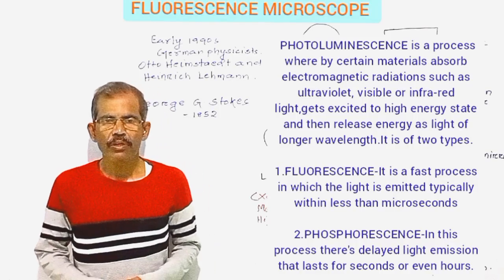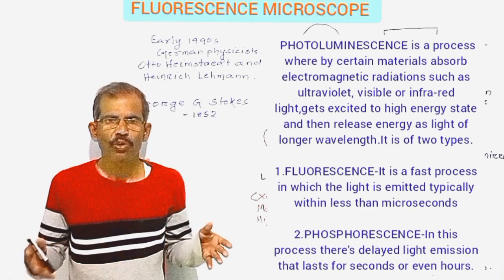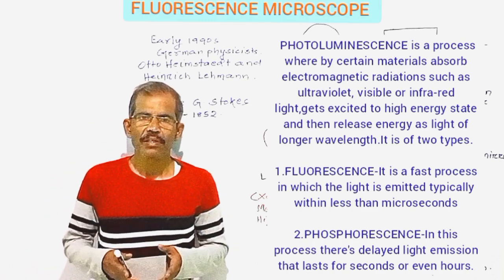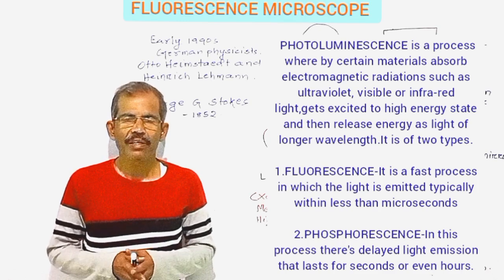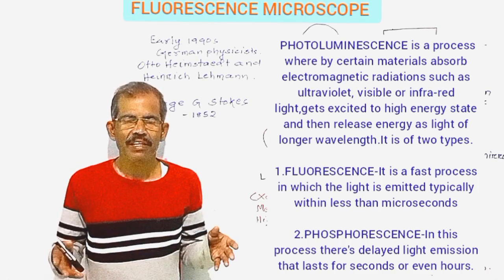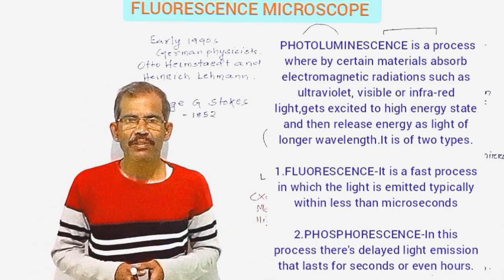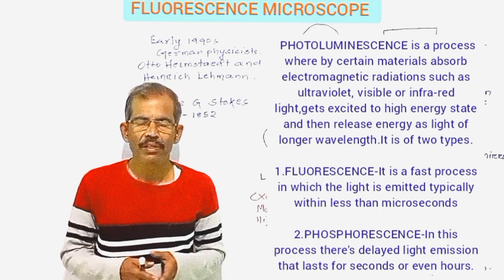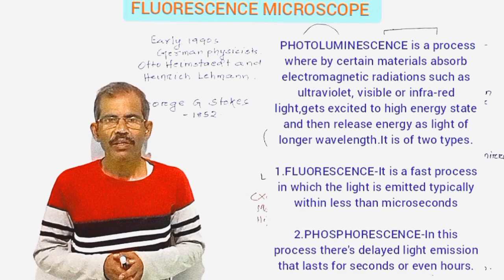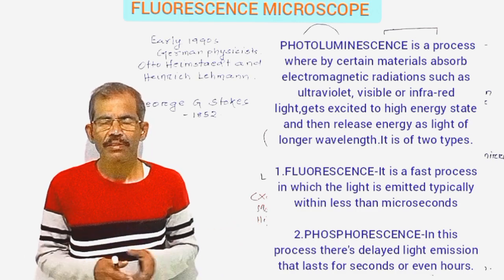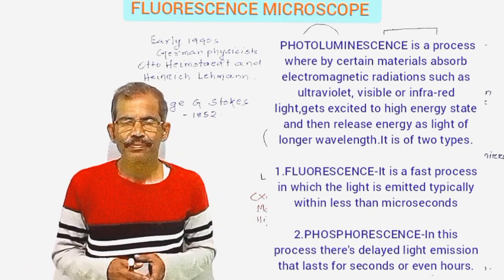Hello friends, photoluminescence is a process whereby certain materials absorb electromagnetic radiation such as ultraviolet, visible or infrared light and get excited, then release energy in the form of light whose wavelength is longer and energy is lower than the absorbed light. When these materials absorb light, their electrons are excited to a high energy state.